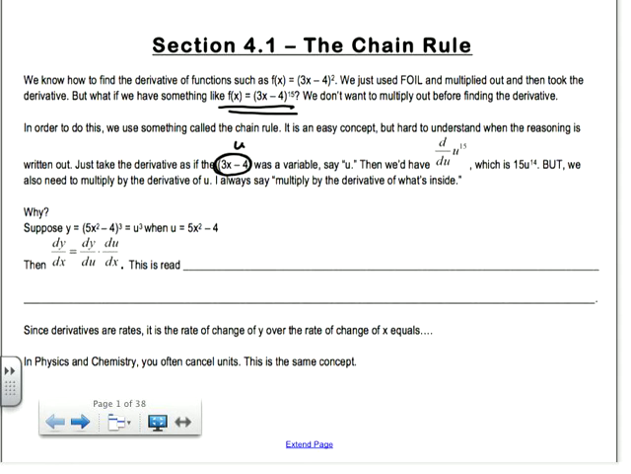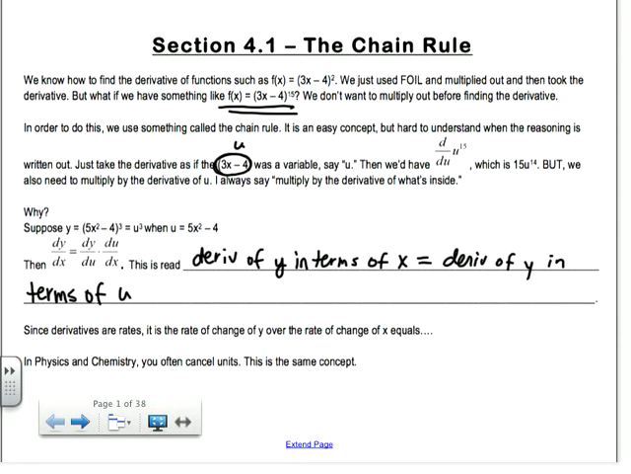Okay, so here's why. Suppose you have the derivative of y in terms of x. We're treating it like the derivative of y in terms of u times the derivative of u in terms of x. Okay, so let me write it out. So derivative of y in terms of x equals derivative of y in terms of u times derivative of u in terms of x.